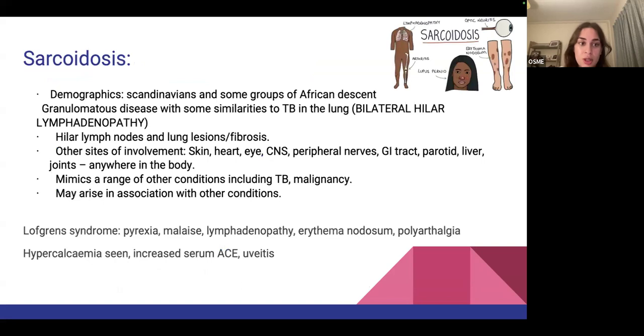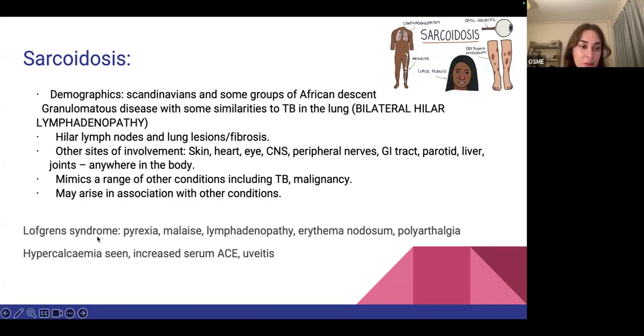So sarcoidosis, this is a granulomatous disease, and it looks quite similar to TB, but the key phrase that should hopefully trigger thinking about sarcoid is that there's bilateral lymphadenopathy. So around the sides of the lungs, around the hilum, there's swollen lymph nodes. There'll also be fibrosis, and it can affect a variety of organs across the body.